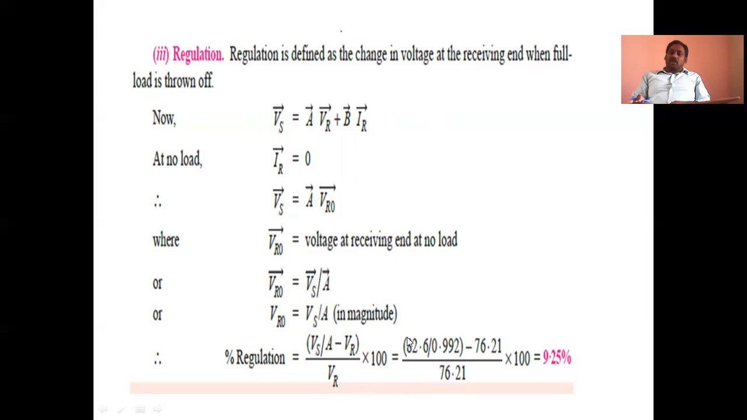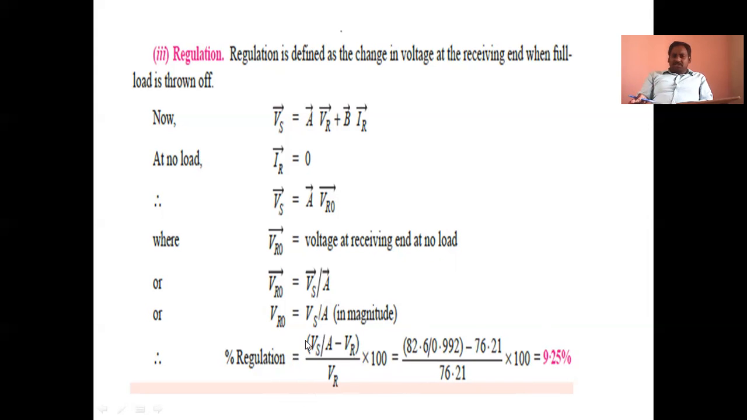So the A value is already there, and Vs is also there as a phase value. Substituting here, this is the regulation, 9.2. So here this is the difference in the percentage voltage regulation between the short transmission line and the medium transmission line. In a short transmission line, that is simply Vs minus VR by VR, because in a short transmission line A is equal to 1.